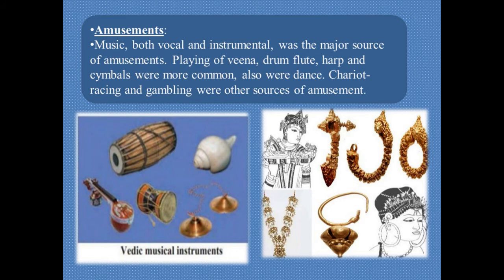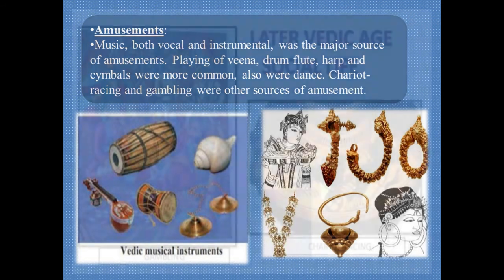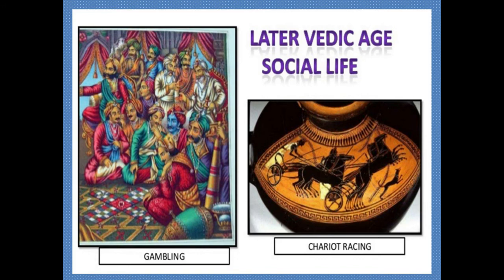Jewelry attracted both men and women. Both used to wear jewelry, though of course the love for ornaments was greater among the women. As you can see in these pictures, women usually had headgear, necklaces, bangles, armlets, and many finger rings. All these kinds of ornaments were worn by the women. As you can see in this one, gambling was a favorite amusement and the other one was chariot racing. So these two were the pastimes of these Vedic people.